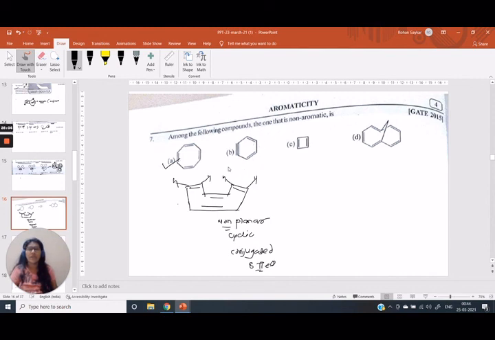In option B, here 6 pi electrons, system cyclic, planar, conjugated, therefore option B is aromatic. Here total 4n electrons, that is 4 pi electrons, system cyclic, planar, conjugated, therefore the given system is anti-aromatic. This system is aromatic. In option D, here the system is cyclic, planar, conjugated, and here how many pi bonds? 5 pi bonds, that is 10 pi electrons, therefore the given system is aromatic. Therefore, which option is correct? Option A is correct because it is non-aromatic.